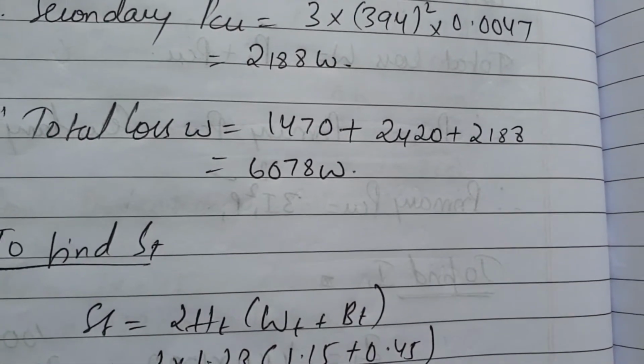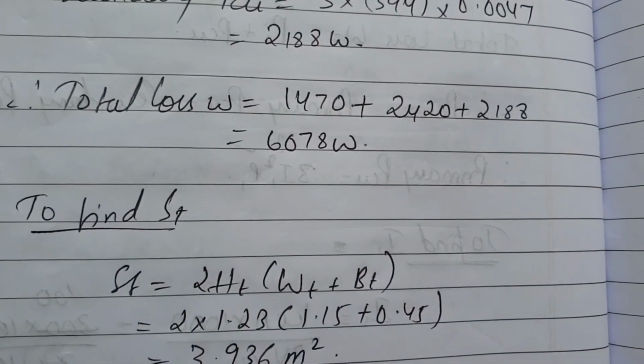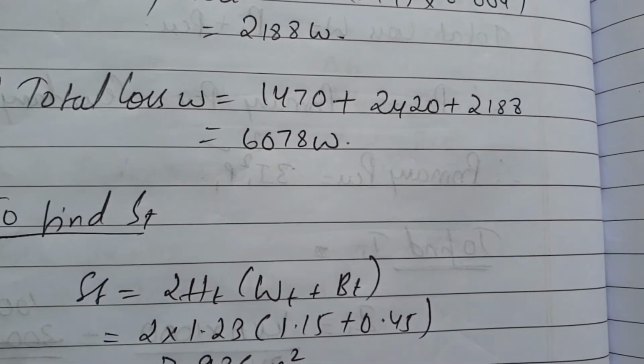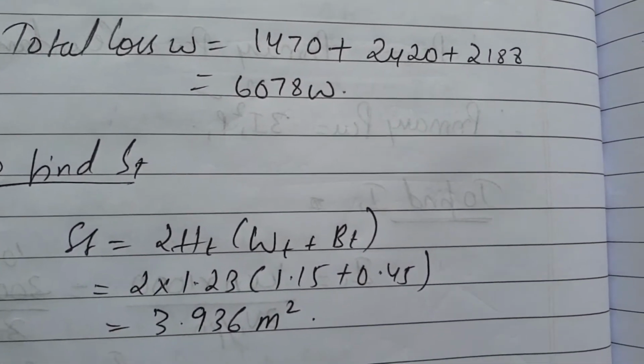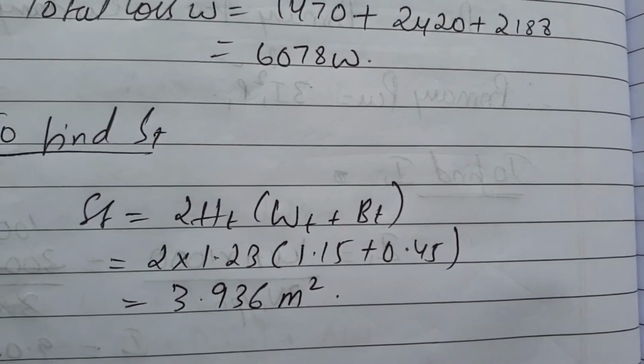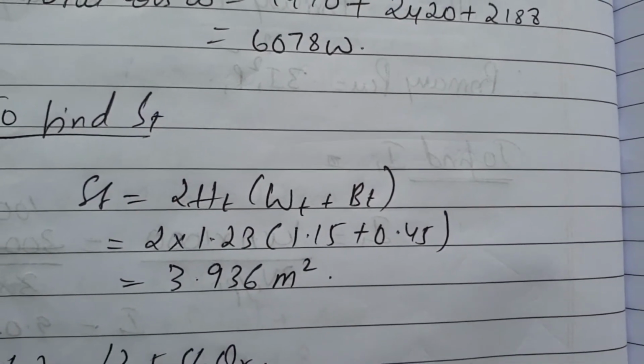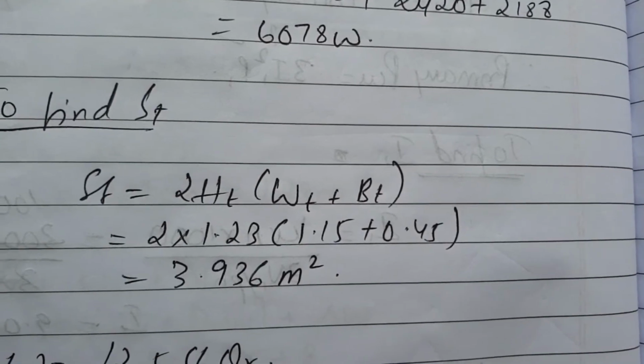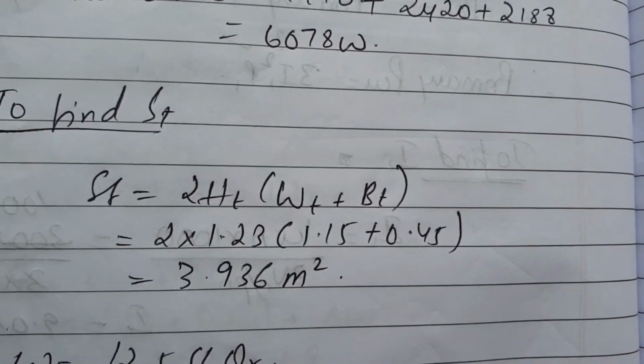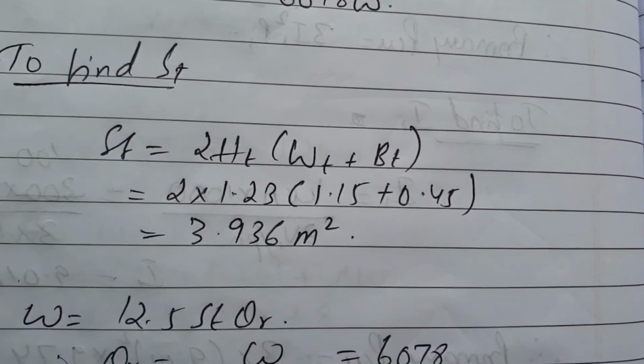After calculating the total loss, let us calculate the surface area of tank ST. ST is equal to 2HT into the bracket WT plus BT. Substitute the values and calculate. ST is equal to 3.936 meter square.